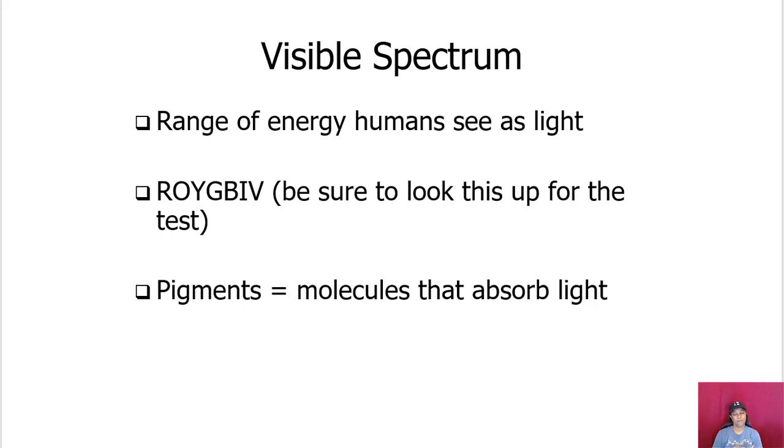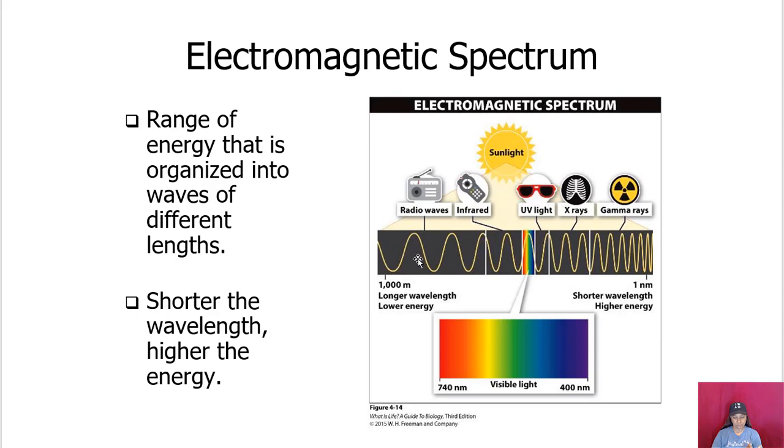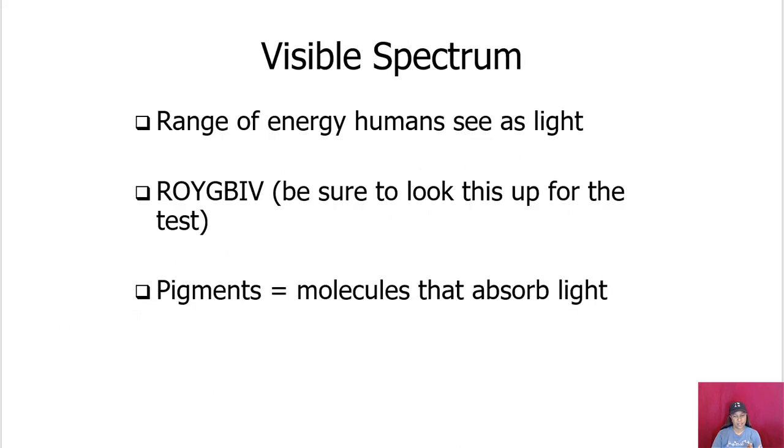So we've got this visible spectrum, right? I showed you here that we have visible light, and this is a spectrum. And this is the range of energy that humans can see as light. But not all animals see it in the same way that we do. Some animals can actually see in a different range of spectrum than we can.